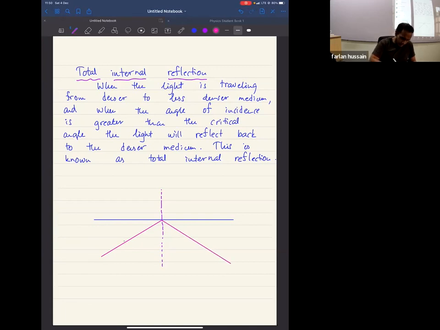So in that case, guys, the angle of incidence will be equal to the angle of reflection. This is denser medium. This is less denser medium. Check it out.